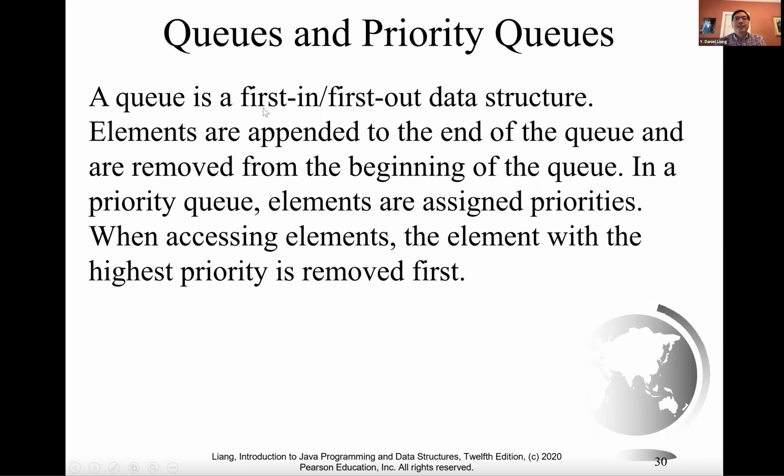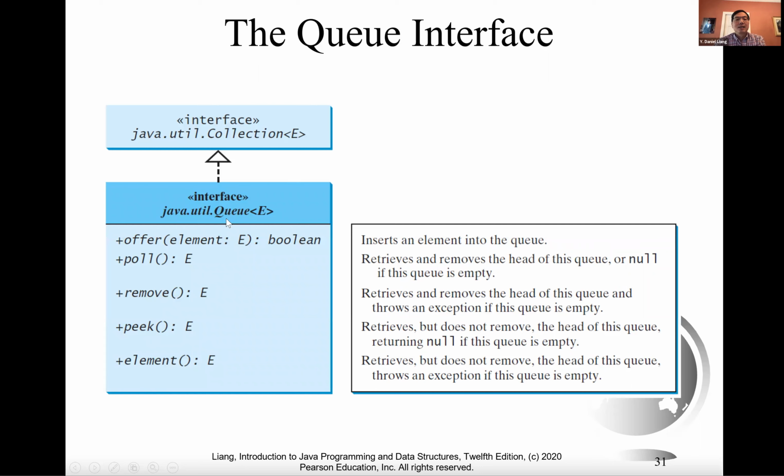A queue is a first in, first out data structure. Elements are appended to the end of the queue and are removed from the beginning of the queue. This is the queue interface. It extends the collection interface. And these are the methods defined in the queue interface.